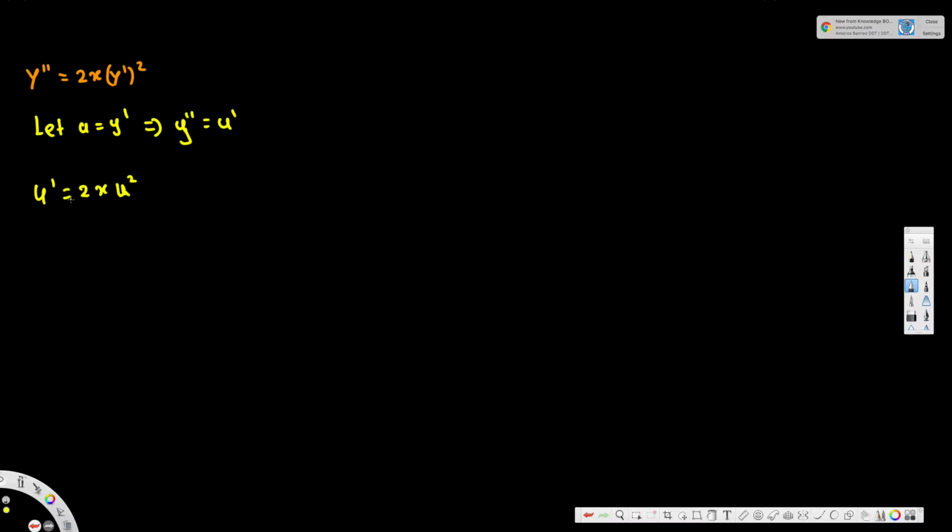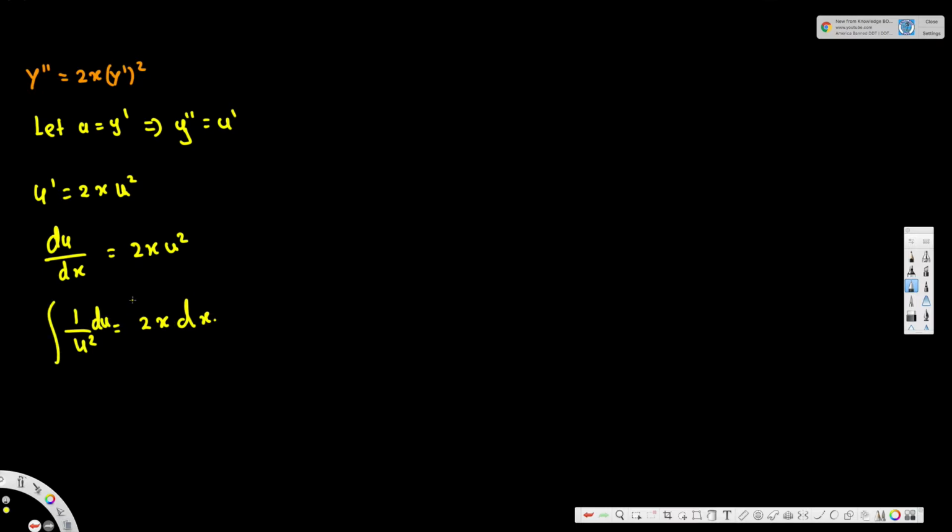Then here you can see this is separable, because if you write this one in terms of du by dx is equal to 2x u square. So we can bring the u terms together, and also we can bring the x terms together. If we bring that, this is going to be 1 over u square du is equal to 2x dx.